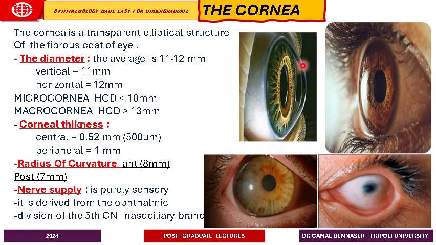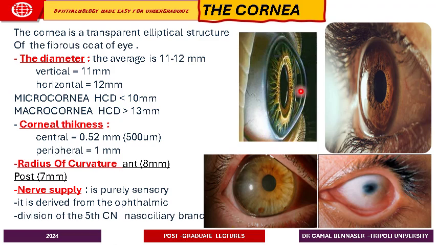Now, another thing about the corneal thickness, the corneal thickness is variable based on the location. It is very thin in the center, around 500 microns or half millimeter, and increases as you go toward the limbus to reach 1 millimeter at the periphery or 1000 micrometers.